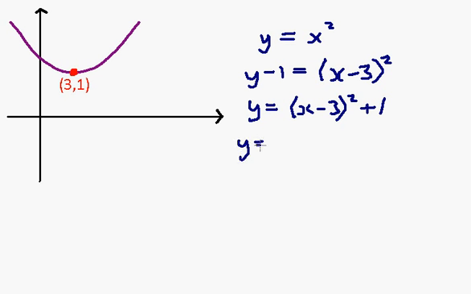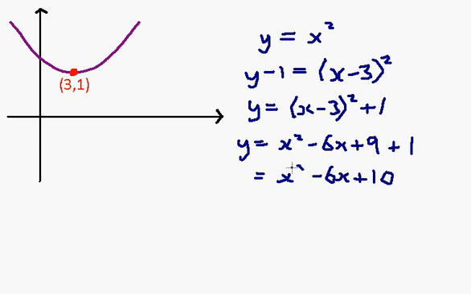So we're going to get y is equal to x squared minus 6x plus 9. So that comes from the x minus 3 all squared. And I've got that plus 1 on the end. So that's equal to x squared minus 6x plus 10. Okay, and that is that one completed.